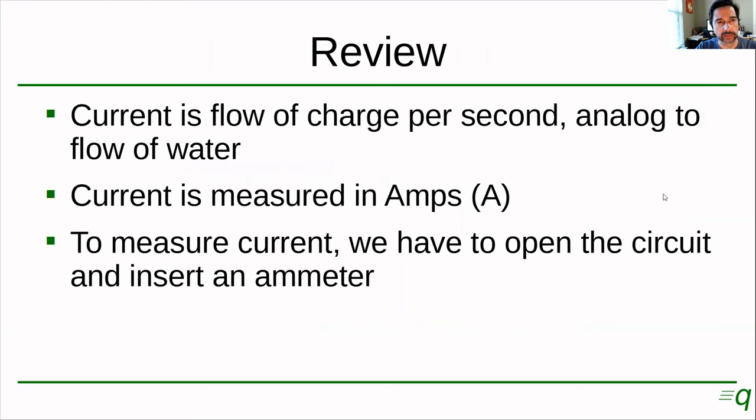So that would be all for today's class, right? But let's remember what topics we went through today. Current is a flow of charge per second, and it's similar to flow of water through a pipe, right? So keep that image in your mind. We will get back to it next class. Current is measured in amps or amperes, and its symbol is an A, right? The symbol for current is I, but the symbol for the amps is A. Now, to measure current, we have to open the circuit and insert an ammeter, which is what we just saw in this previous slide.